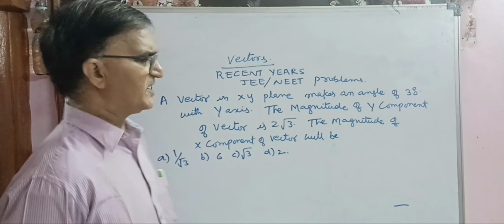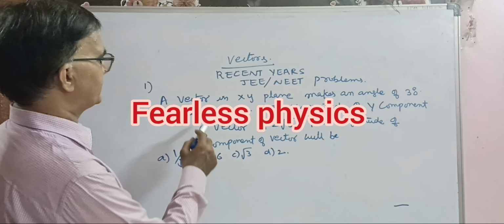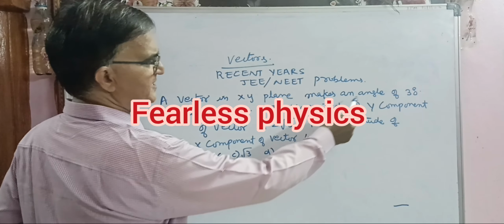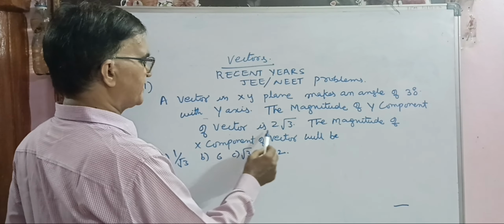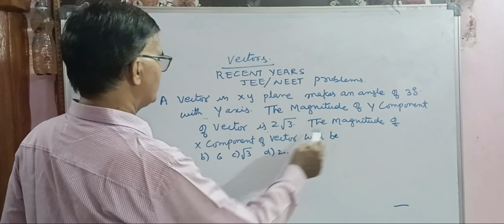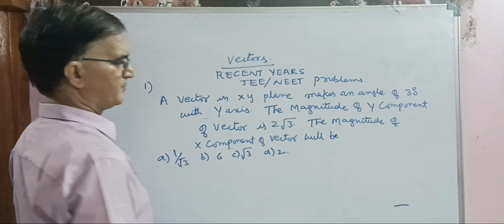Okay, the very first problem: a vector in the xy plane makes an angle of 30 degrees with the y-axis. The magnitude of the y component of the vector is 2 root 3. The magnitude of the x component of the vector will be?